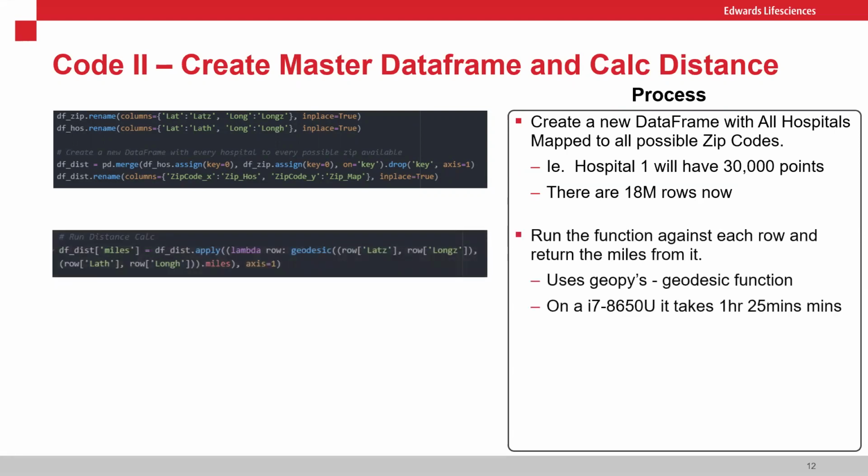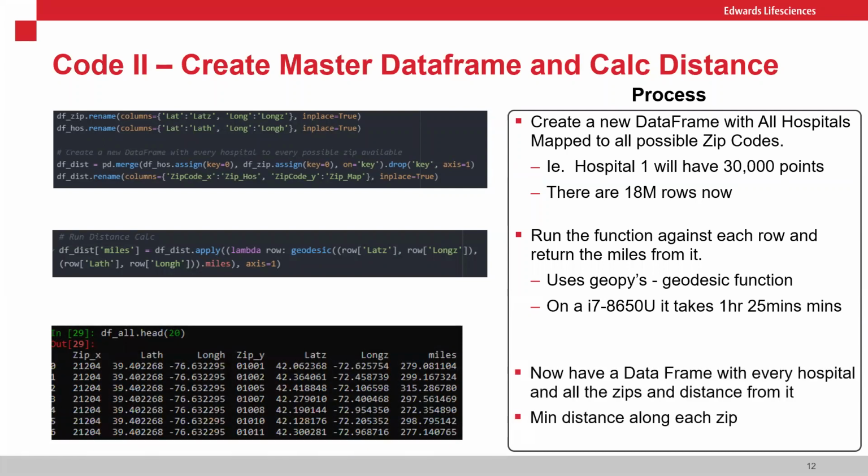Functionally, this takes quite a bit of time to process through, just using a simple apply function. GeoPy has a function called geodesic, which allows you to do that calculation fairly easily. But on an i7, it's taking roughly an hour and 25 minutes to complete, which is far from ideal. But at the end of the day, we have a data frame with all the zip codes, and we can now easily get the min distance from that.